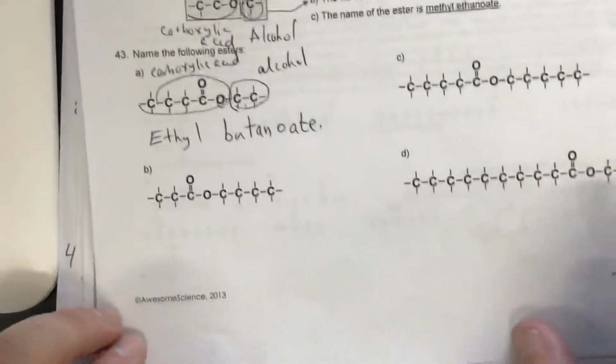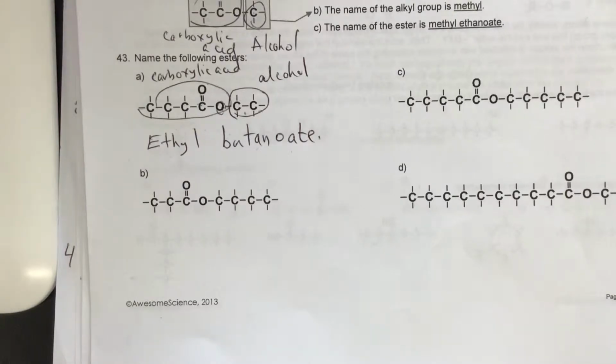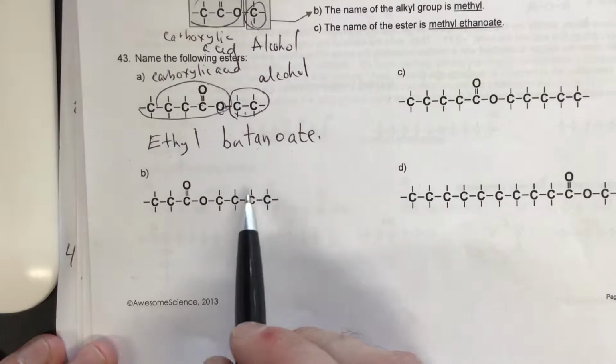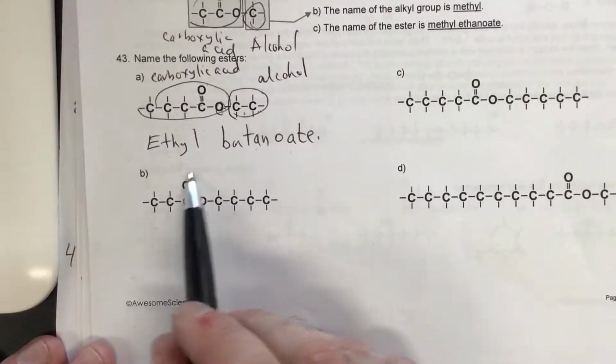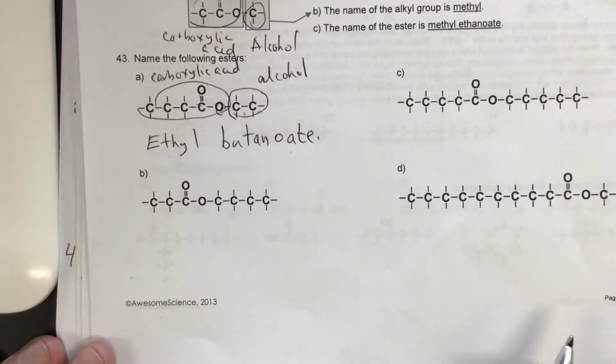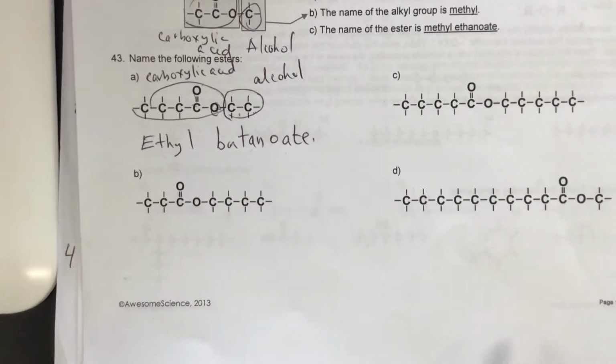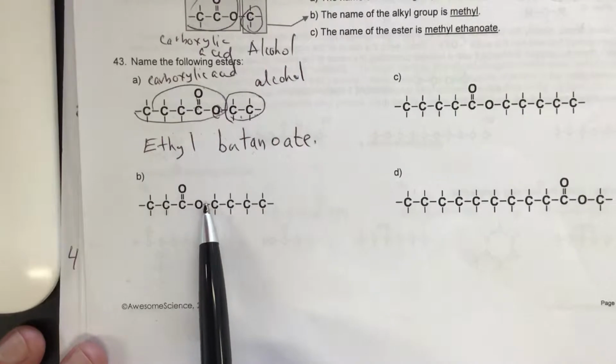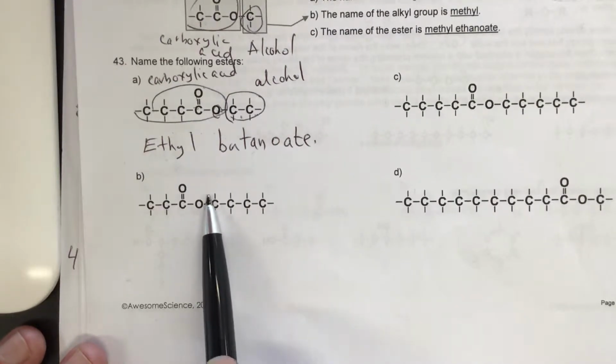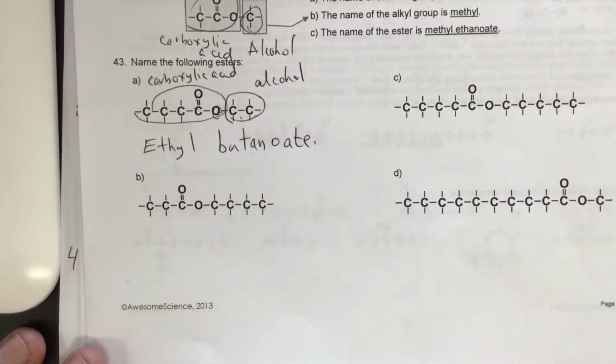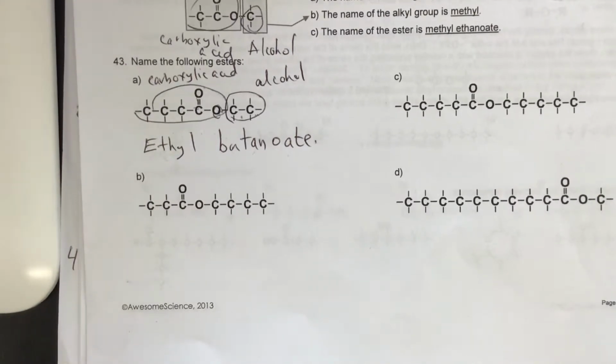Let's look at B. The first step for doing these is to realize what you're dealing with. The first step is to realize you're dealing with an ester. Look at it: oh, I'm dealing with an ester. Because if it was a carboxylic acid, this would have an OH at the end of the molecule, and it would just simply have an OH in it if it was an alcohol, but this is an ester.